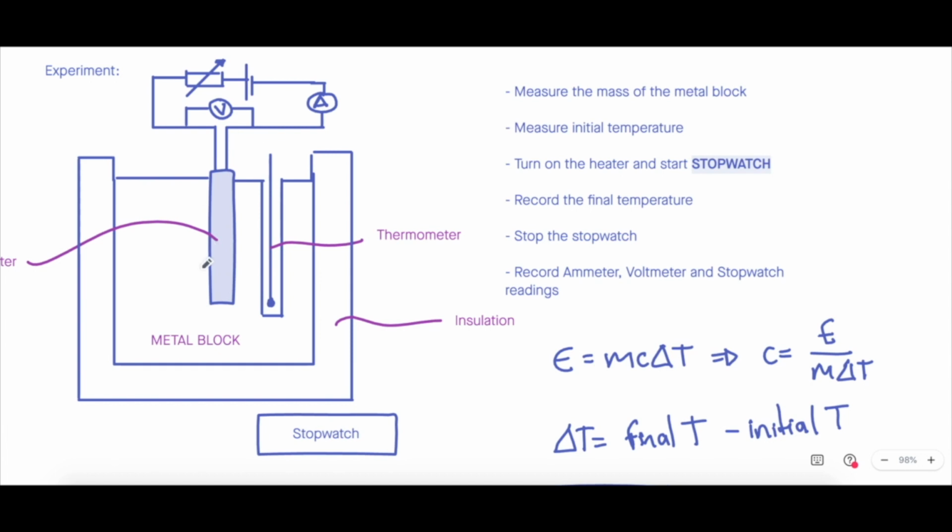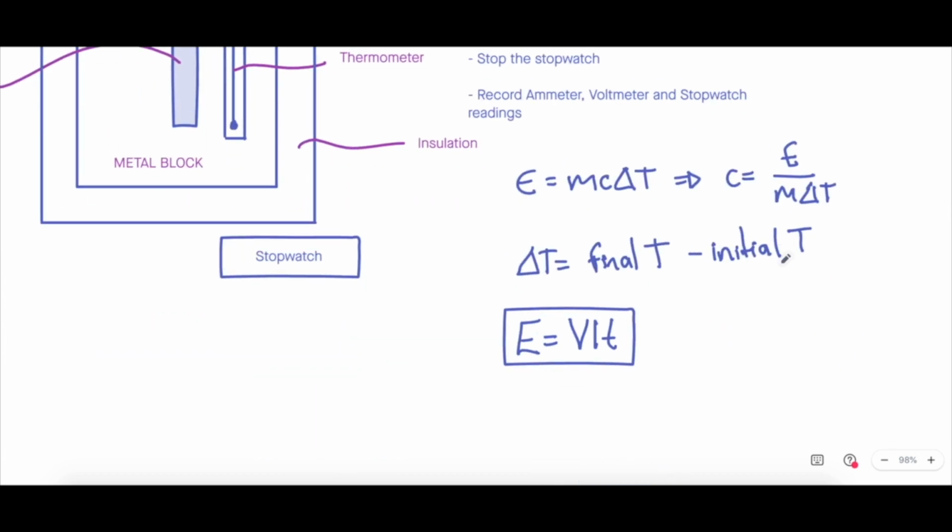You put the heater inside the liquid, you put the thermometer inside the liquid, insulate your beaker, and then do exactly the same process. So it's pretty much the same for both solids and liquids, it's just one small difference.